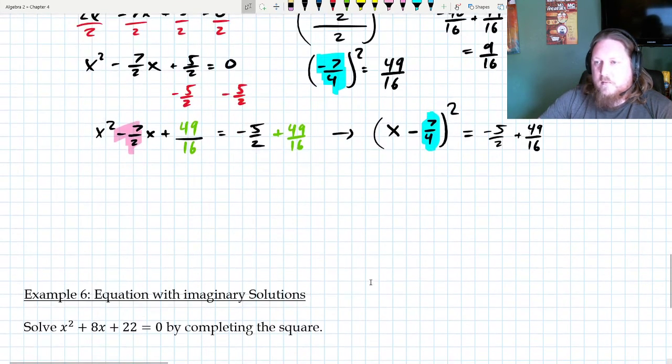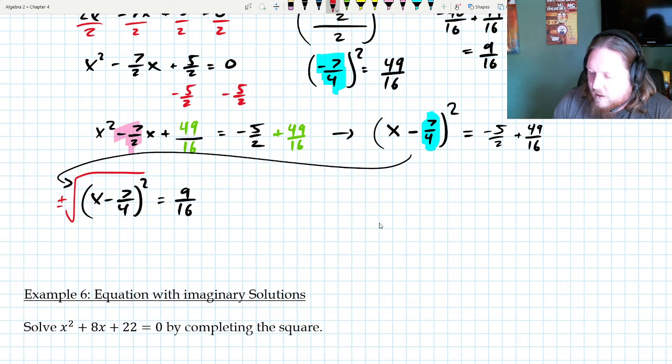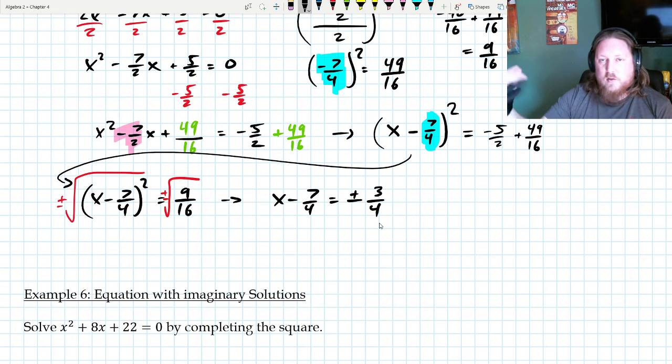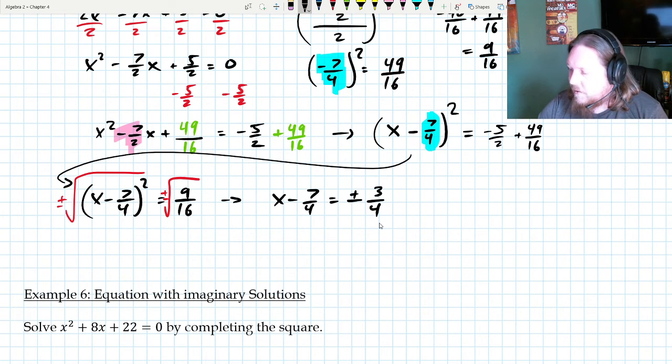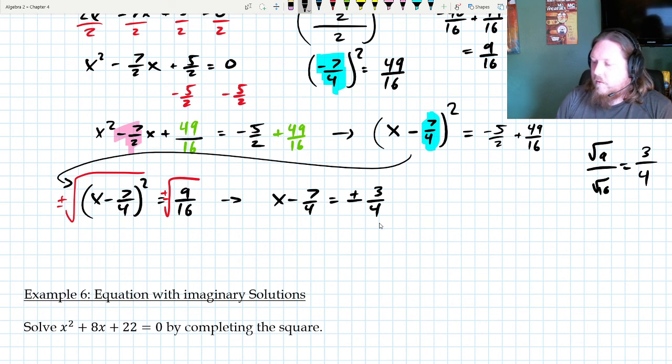So let me add some space here. These ones do take some space sometimes. And this guy down here comes around over x minus 7/4 squared equals 9/16. Now I take my positive and negative square root of both sides, and I get myself x minus 7/4 equals plus or minus 3/4. Because remember, when you take the square root of a fraction, square root of 9 over square root of 16, it just splits to the numerator and denominator, and you take each one of them independently, 3 and 4.